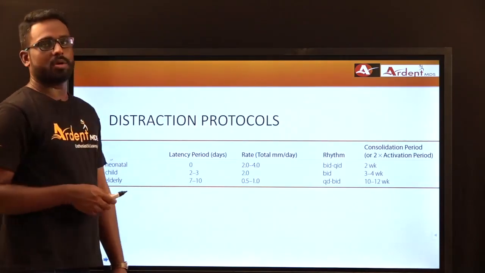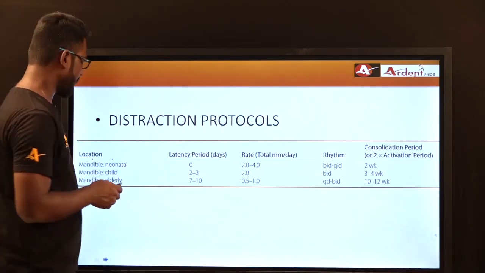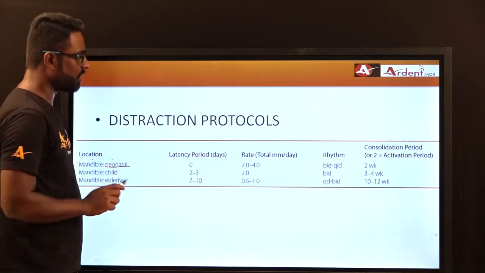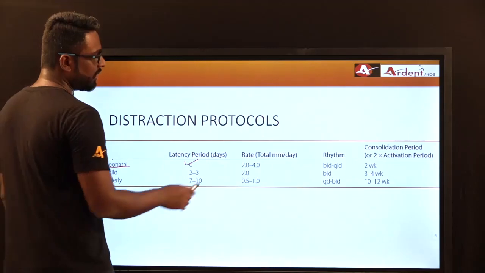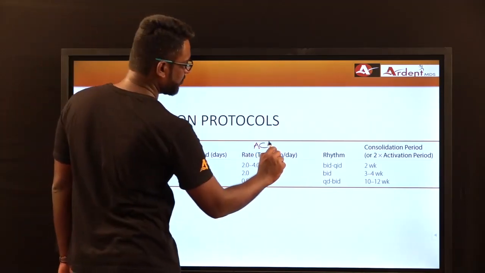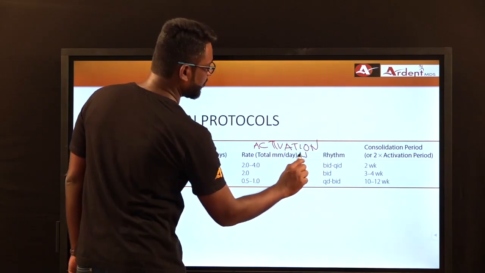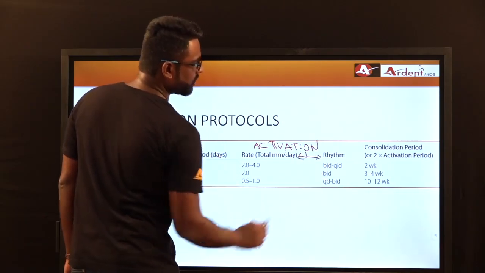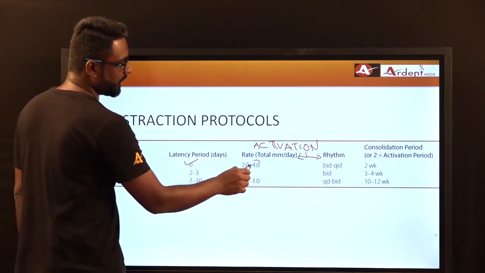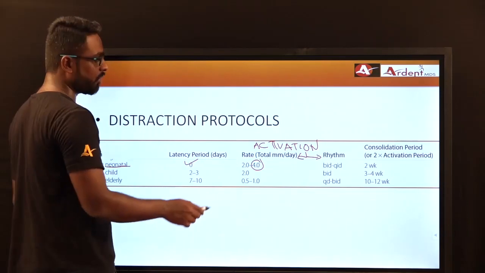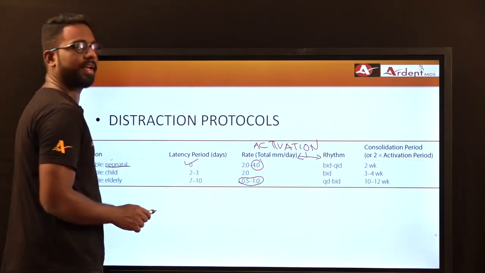So put in a nutshell, all the principles that we have seen along with the timeline, this is a very important one that you have to memorize. For example, in neonates, I told the latency period is 0. That is, on the same day itself you can start activating. The total rate, this is the activation rate and rhythm. You do 2 or 3 or even 4 times. For neonates, it is around 2 to 4 millimeters per day. You can even move up to 4 millimeters. Whereas in elderly, it is only 1 millimeter maximum you can move.